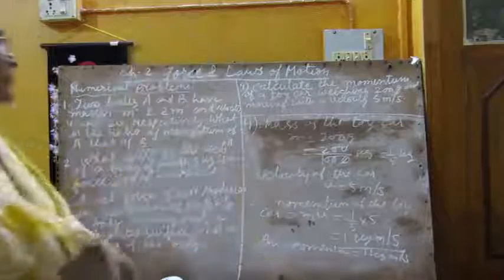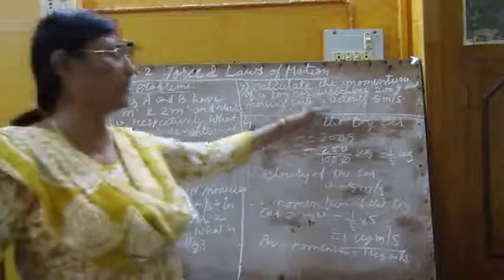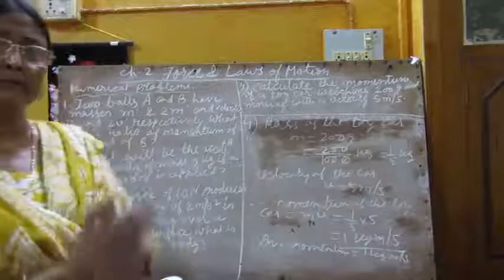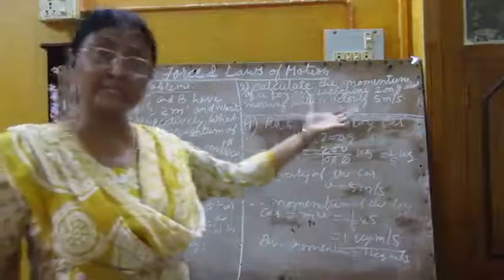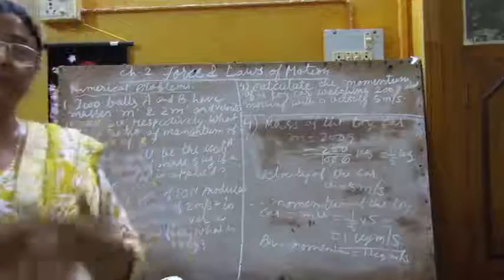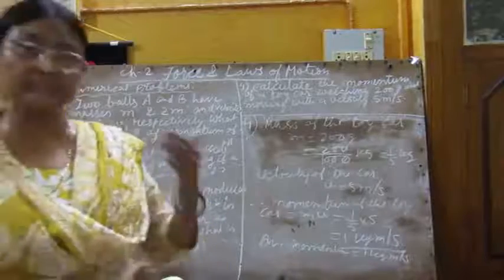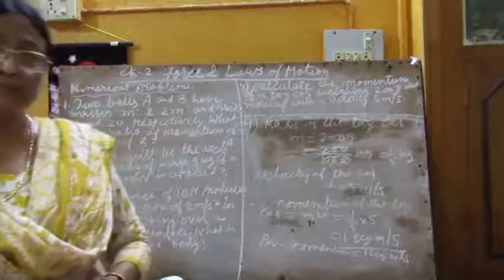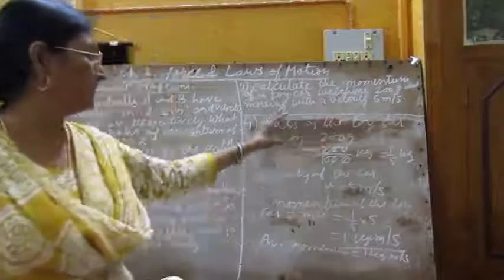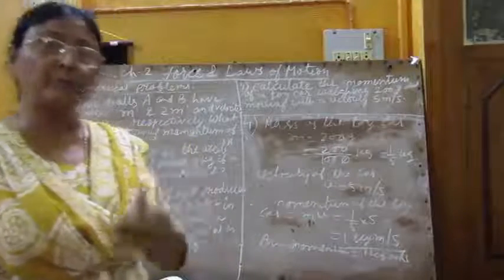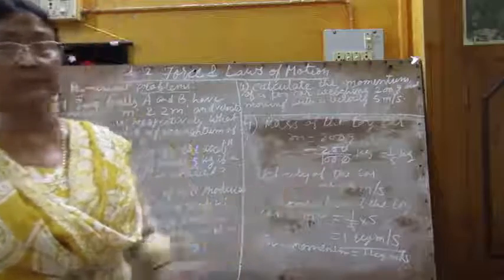Clear? So in this way you can easily solve the numerical problems. Many numerical problems you will get in your book. Please go through them and see what data are there, and if the data are not in SI unit, you have to change the data unit into SI unit. After that you just put the data in the particular formula, then you will easily get the answer and you can solve the numerical problems.